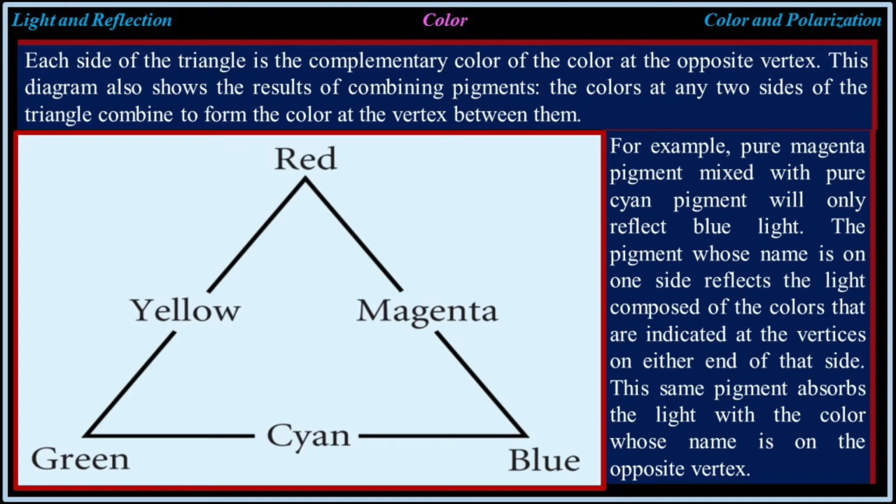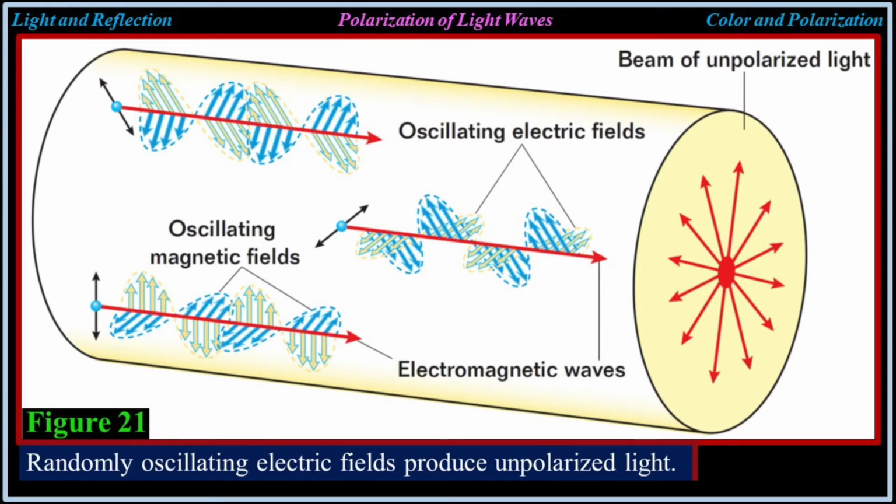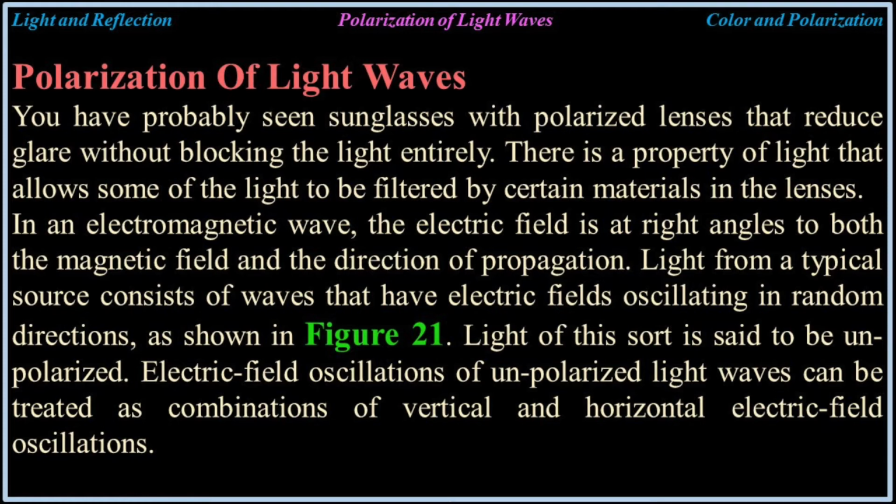The pigment whose name is on one side reflects the light composed of the colors that are indicated at the vertices on either end of that side. This same pigment absorbs the light with the color whose name is on the opposite vertex. Figure 21: randomly oscillating electric fields produce unpolarized light. Study that carefully, and let's continue.